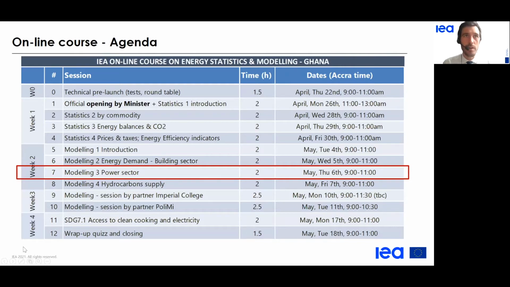Reminding you where we are in our online course. This is the second week. We are still discussing energy modeling and now looking at power.